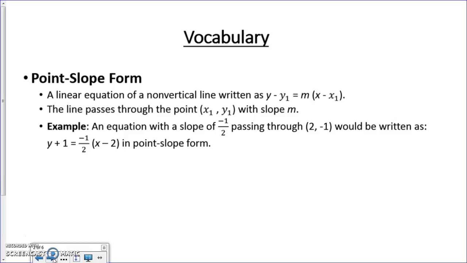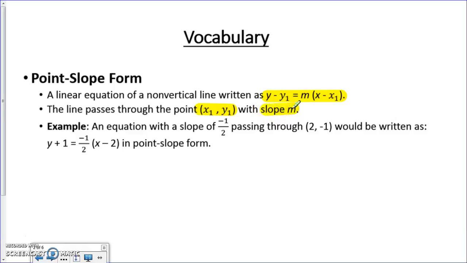Vocabulary. Point-slope form. A linear equation of a non-vertical line written as y minus y1 equals m times x minus x1. Another form of an equation that you want to have in your notes. Very important. The line passes through the point x1, y1 with slope m.